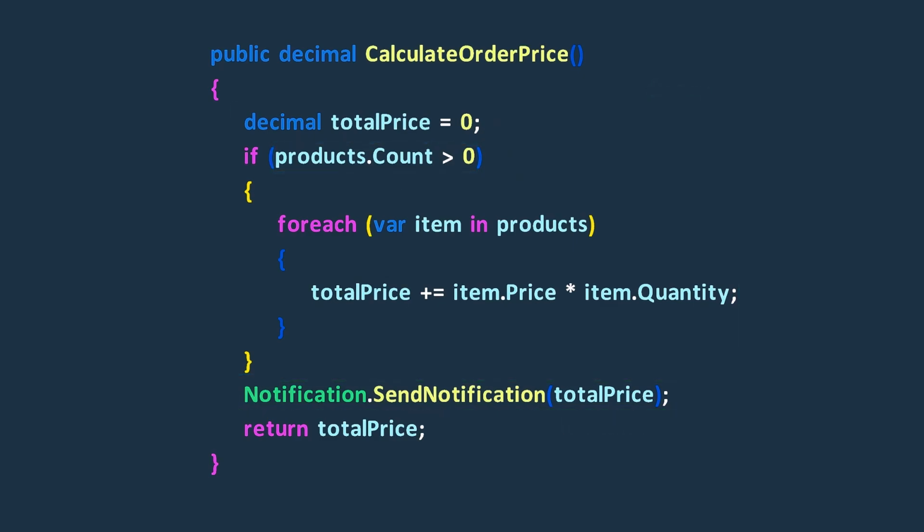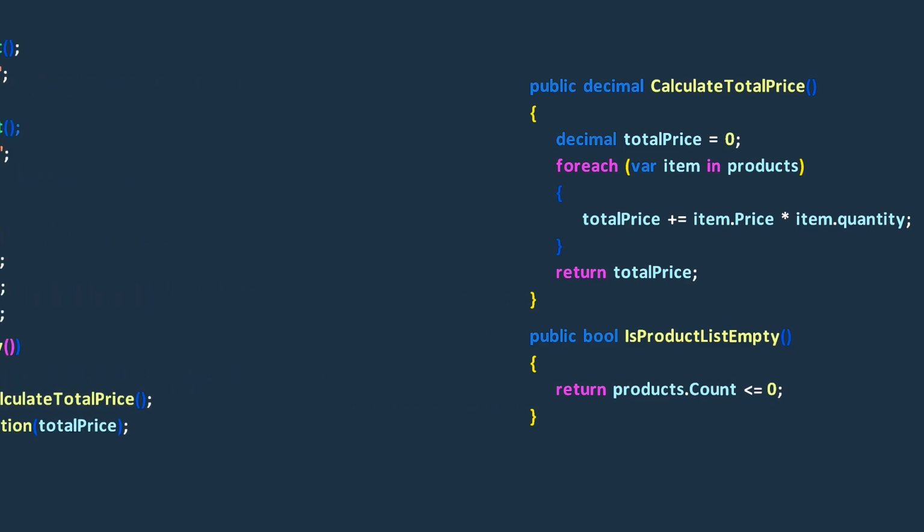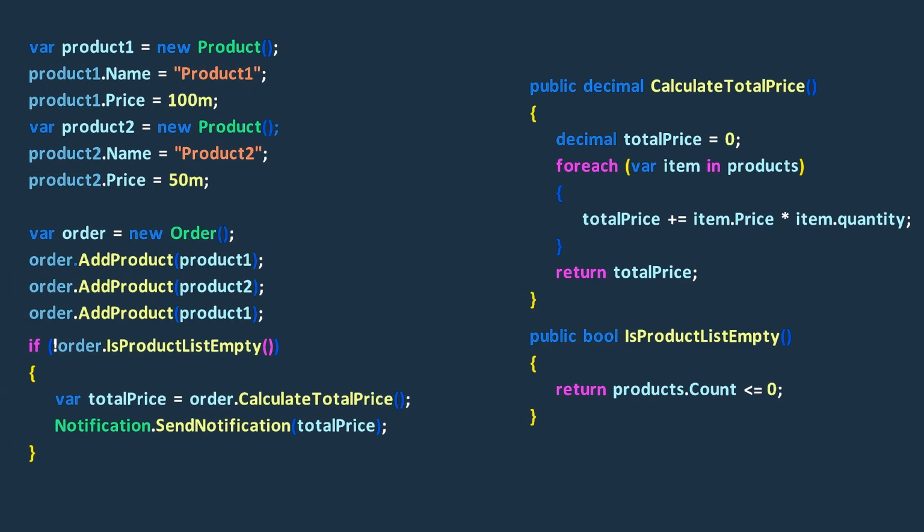Alright, for the second step, let's extract the query logic into separate methods. By separating these concerns into distinct methods, we improve the code's clarity and maintainability. Okay, for the third step, we don't need to do anything because the sendNotification method has already been separated. Finally, for the last step, let's replace the original method with the newly extracted methods.